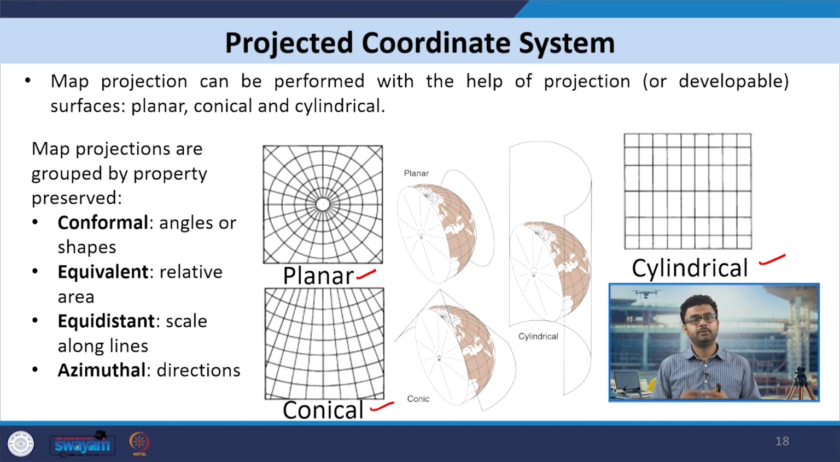For example, there are conformal map projections which preserve the angle and shapes of the features on the globe. There is equivalent map projection which preserves the relative area of the features on the globe. Then there is equidistant map projection that preserves the scale along lines, and there is also azimuthal map projection which preserves the direction of different features on the globe.